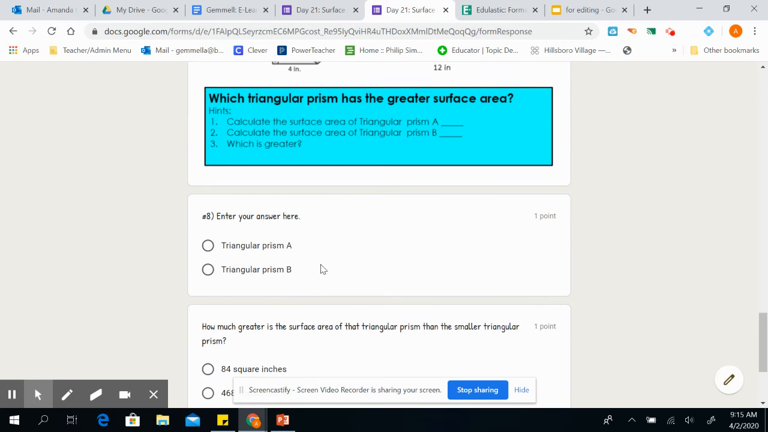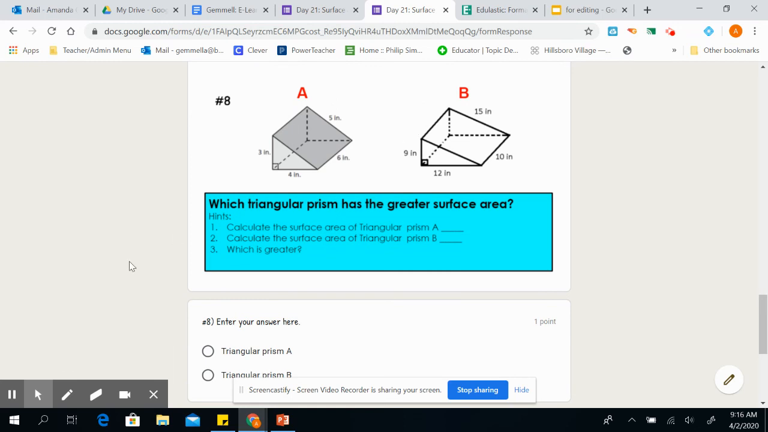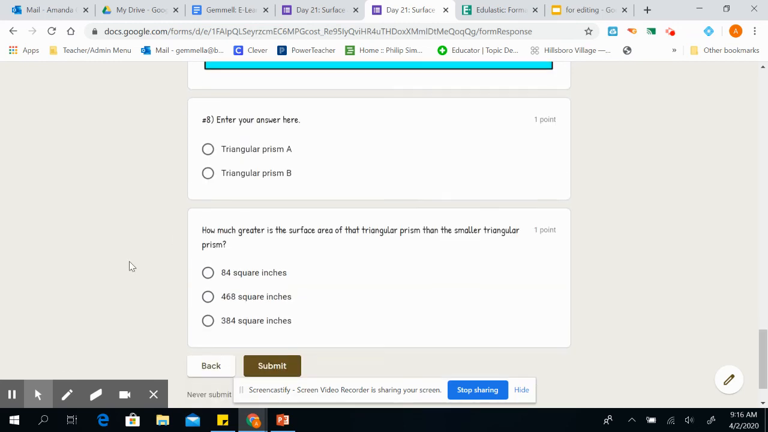Okay, now once you know which one is greater, you've already done all the work necessary. The only thing you need to do is subtract to get the answer to the next one. So I want to know how much greater is the surface area of that triangular prism than the smaller one. So you should just calculate the difference between the 2 prisms to figure out how much greater the larger one is. And select your answer choice.